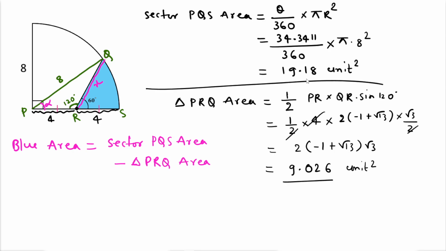So these two values we got, so we will put them in this equation, so we can write sector PQS area as 19.18 unit square, and minus this area we will write 9.026. So overall we will get our value as 10.14 unit square. So this will be the required answer for this question.